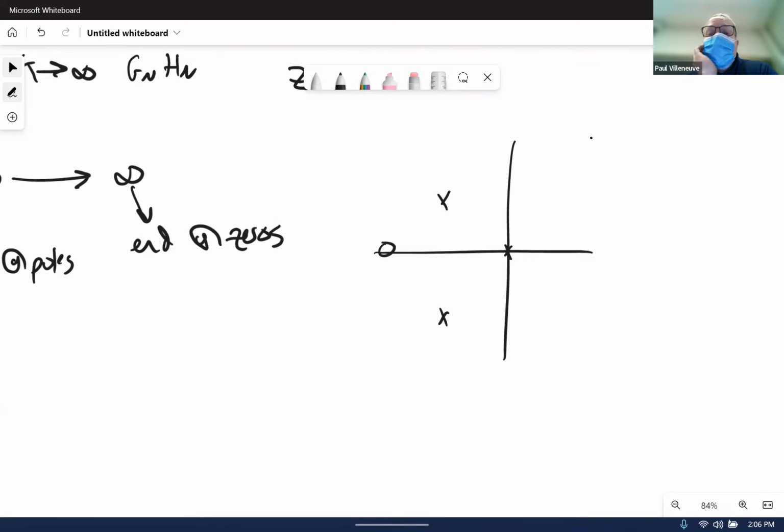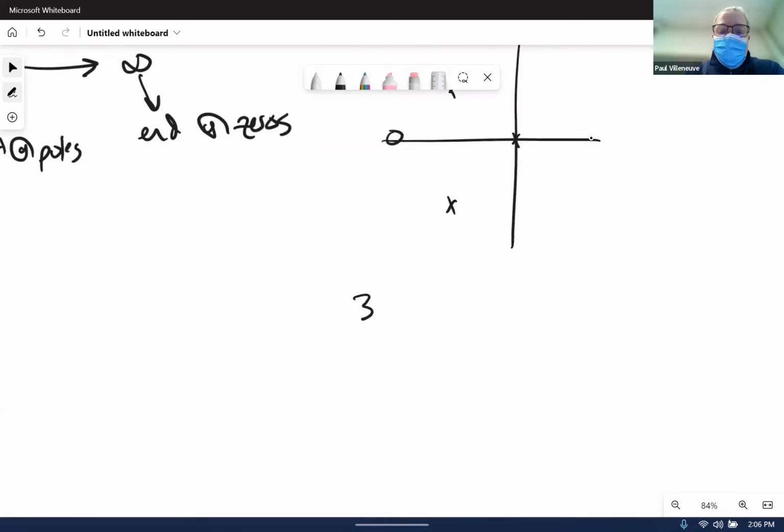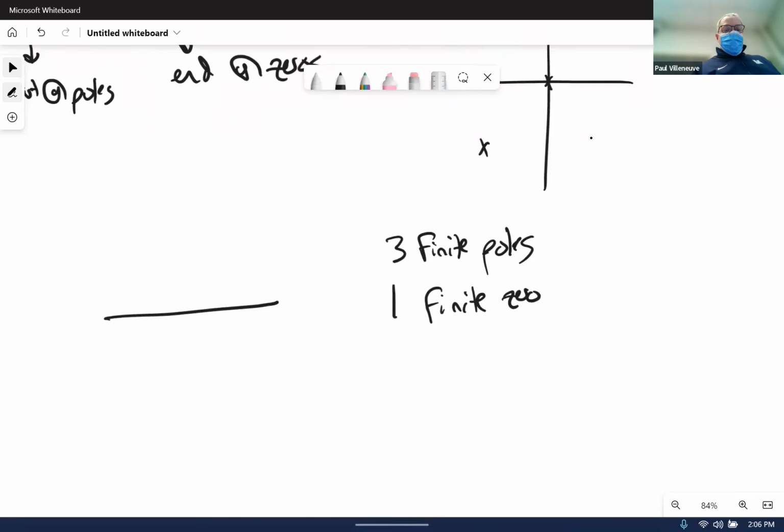This one has 3 finite poles and 1 finite 0. But the idea is that this has an order. When we look at the numerator and the denominator, it's going to have an s cubed and an s to the 1 in the numerator. So s cubed over s to the 1.